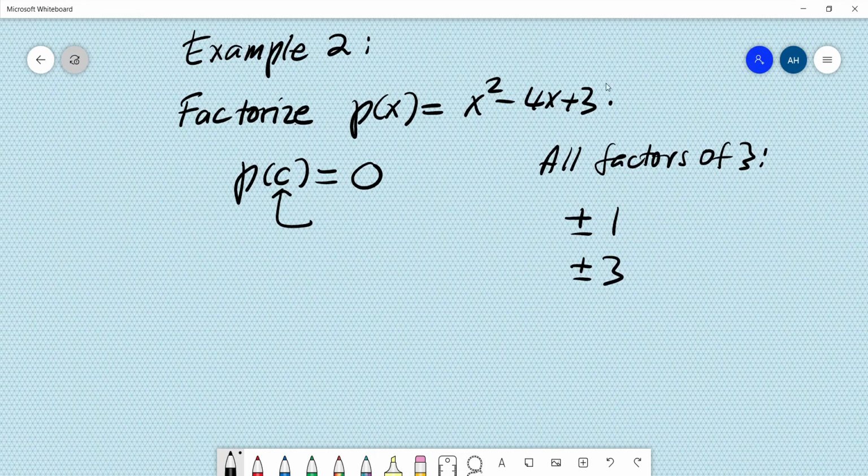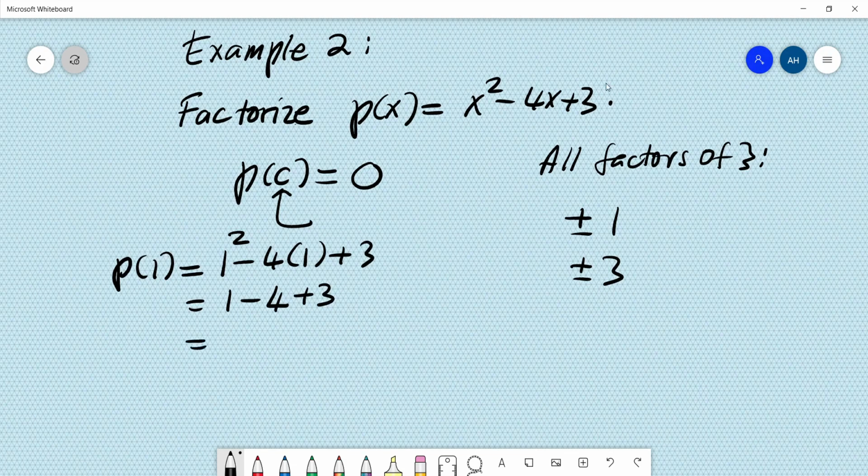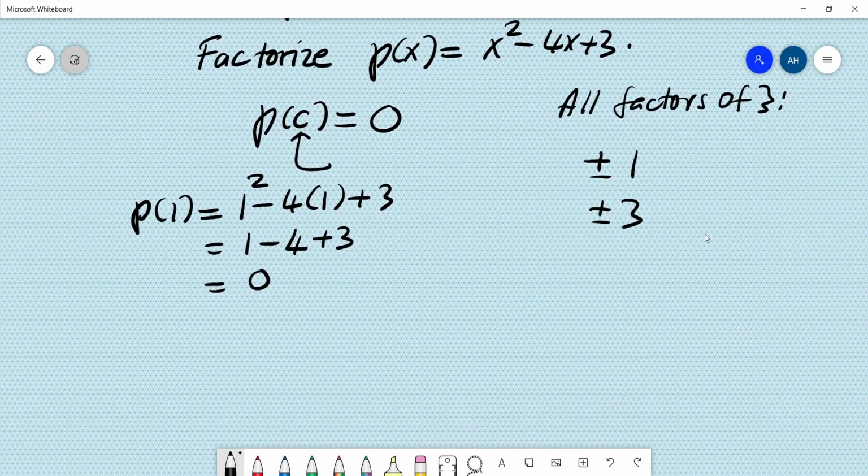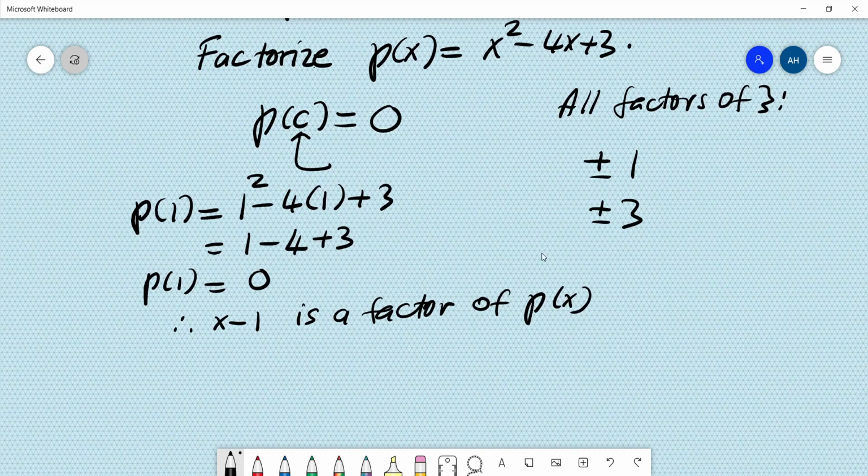So we are going to try these factors of 3 one by one, and see which one will make P(c) equal to 0. So first let's try P(1), substitute into P(x), we have 1 squared minus 4 times 1, then plus 3. So we have 1 minus 4, and then we plus 3. What do you get? 1 minus 4 is negative 3, plus 3 is 0. Yeah, you get P(1) equal to 0. Therefore, we can conclude that x minus 1 is a factor of P(x). Yes, we already found one of them.